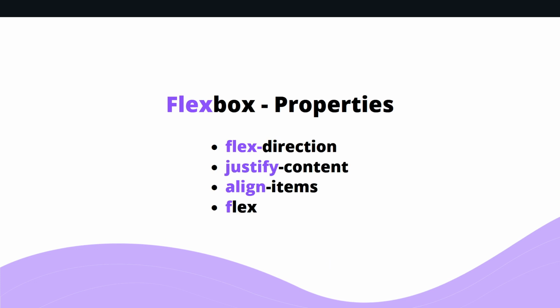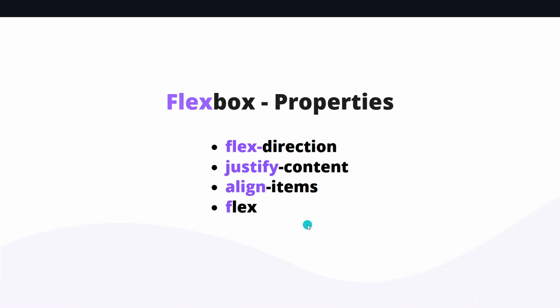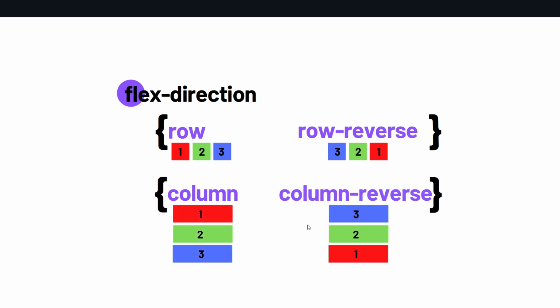And for the Flexbox properties, we covered flex direction, justify content, and align items, and also flex, which is the shorthand property of flex basis, flex shrink, and flex grow. So let's talk about the flex direction.